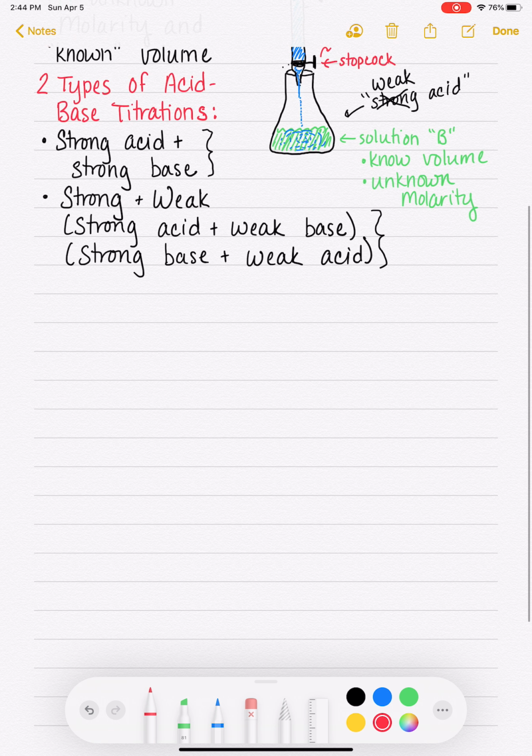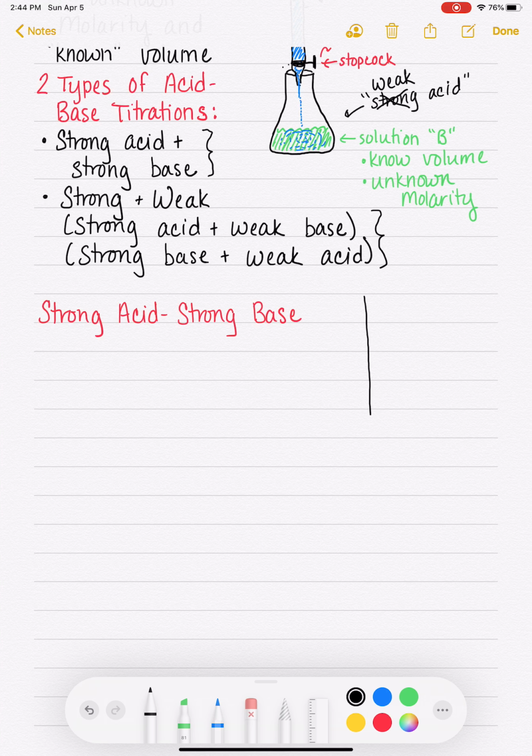Let's talk about a strong acid, strong base titration. And we are going to imagine a very reasonable strong acid, strong base titration scenario. And I'm going to draw another burette.